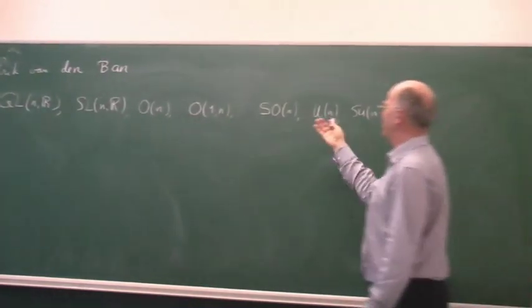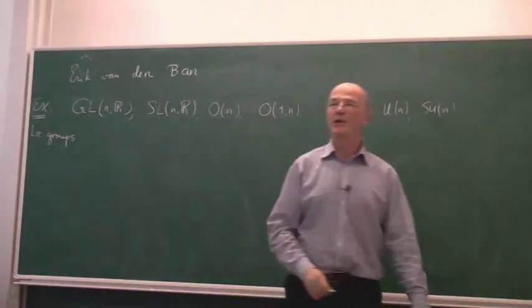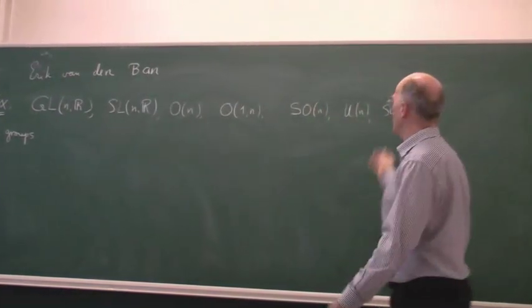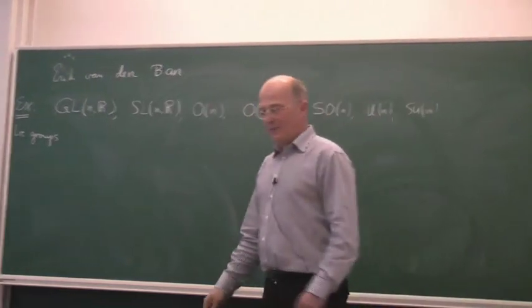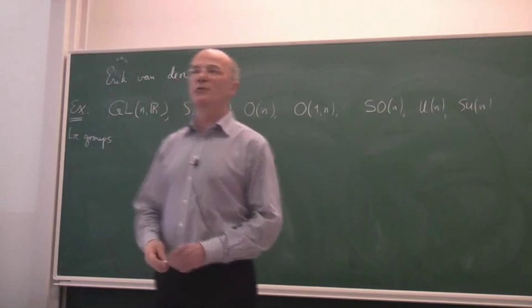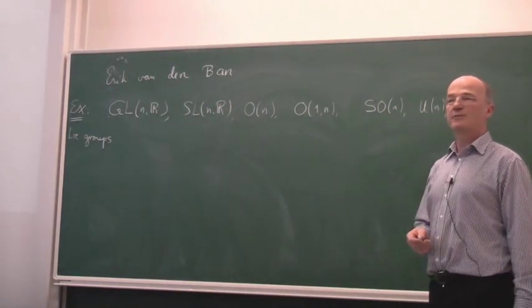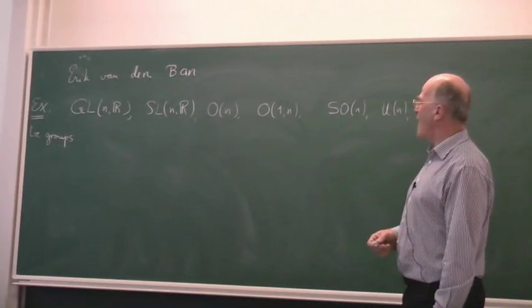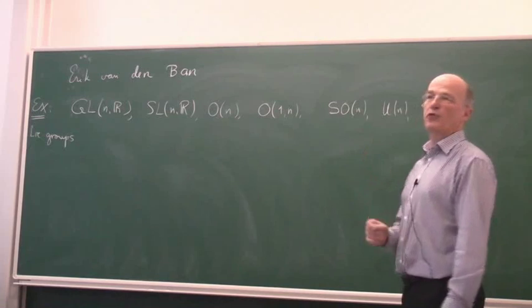And as you know, these groups occur everywhere in mathematics, and some of these groups occur very often in physics. So it is important to have some kind of general theory of these groups, and this is what this course will be about. Now, how to characterize groups like these? Well, first of all, they are groups.